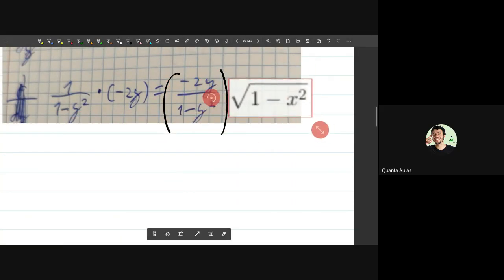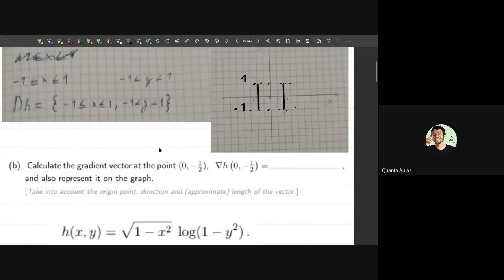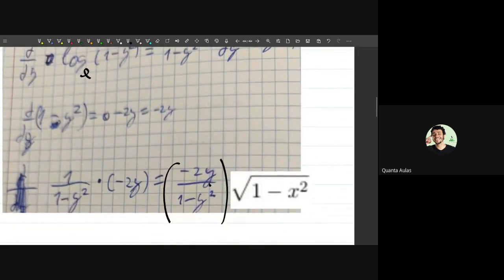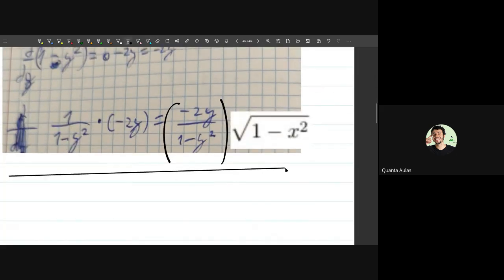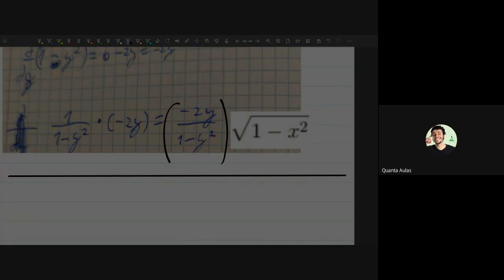Just like that, very easy. And now you have the gradient, but in this situation, you need to put some values, right? 0 for x and minus 1.5 for y. But this is very easy, okay? You know how to put the values in your derivative, okay? You don't need to do this now. Let's go to the next question. If you have some doubts, just tell me, okay?